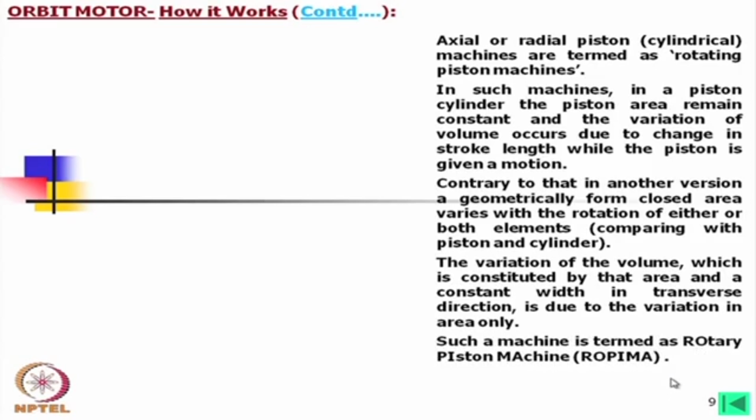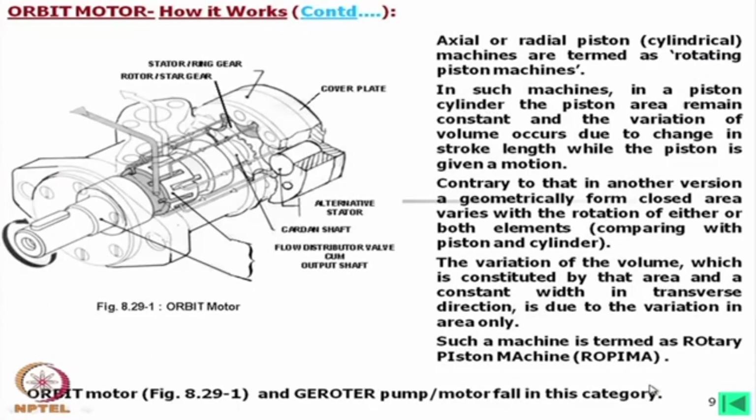Such a machine is termed a rotary piston machine, which is called ROPIMA. Now, this ROPIMA term is not normally known to people, but I think Wankel himself put this name, rotary piston machines. Contrary to the rotating piston machines, this is called rotary piston machines. Like the Wankel engine, the orbit motor also falls in this category.